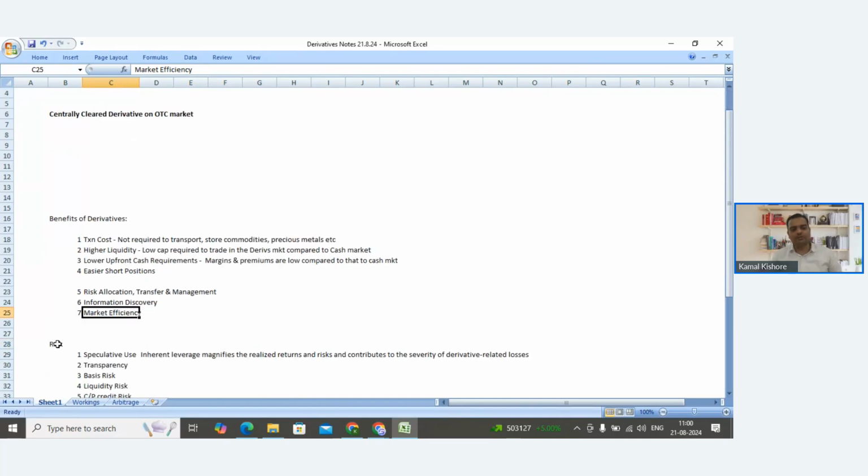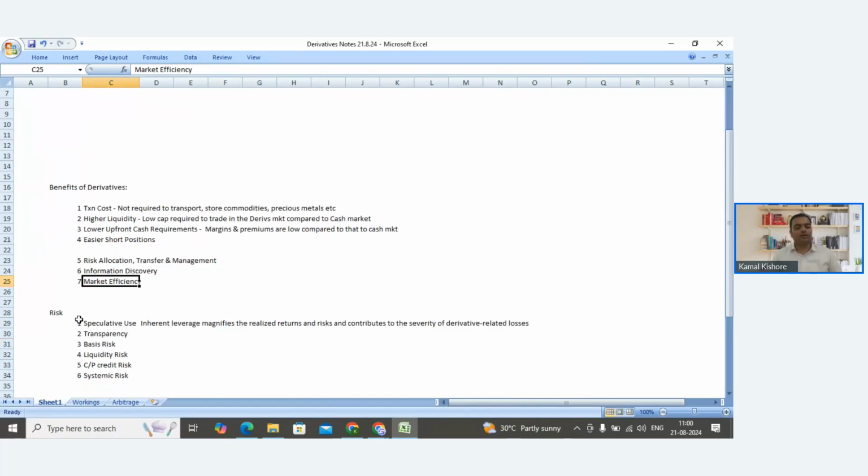But it comes with certain risk. What is the certain risk? Speculative use. What is the risk here? Inherent leverage magnifies the realized returns and risks and contributes to the severity of derivative-related losses. Inherent leverage magnifies the realized return. Magnifies means multiplies the returns, and it multiplies the losses also because of the leverage.